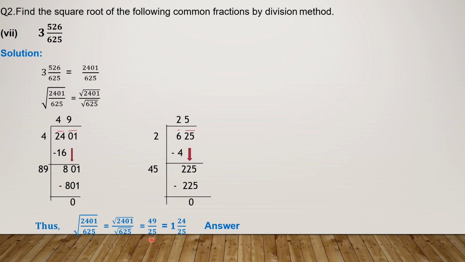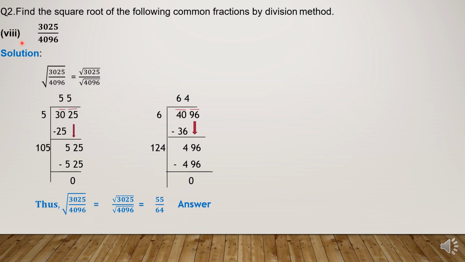Numerator is greater than denominator. So we will convert this into a compound fraction by dividing. And what will be our answer? 1 whole 24 by 25. Simply divide 49 inside, 25 outside, and you will get 1 whole 24 by 25.